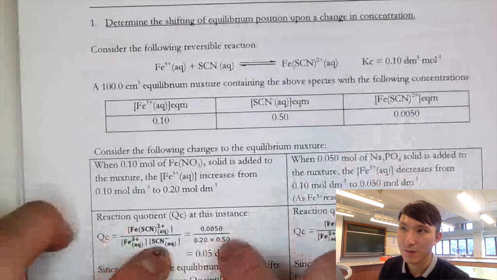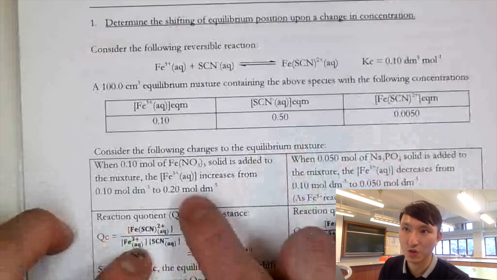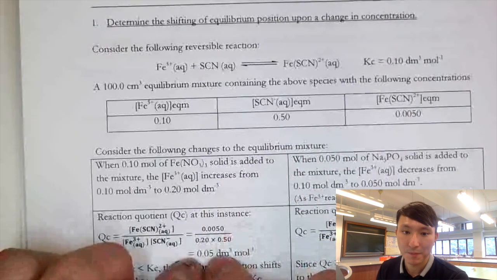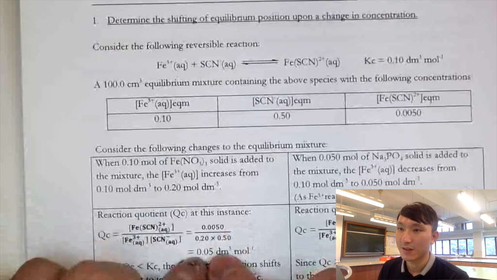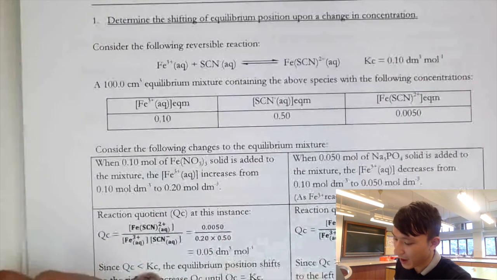SCN minus is still 0.5, but now Fe3 plus concentration becomes 0.2, right? Now, when you tap your calculator, you get this answer. Now you realize that QC is smaller than KC, right? KC is 0.1, but now you got only 0.05.